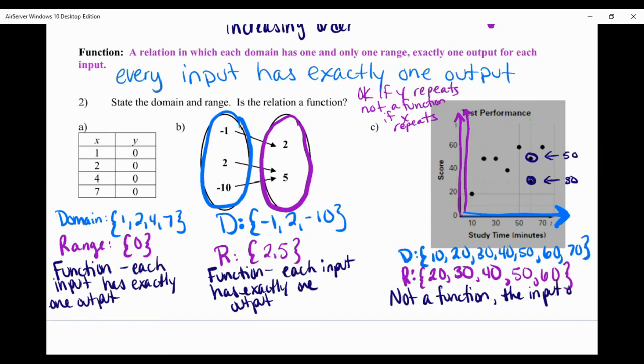The input value of 60 maps to two different outputs, $30 and $50. All right, so let's continue with this function machine.